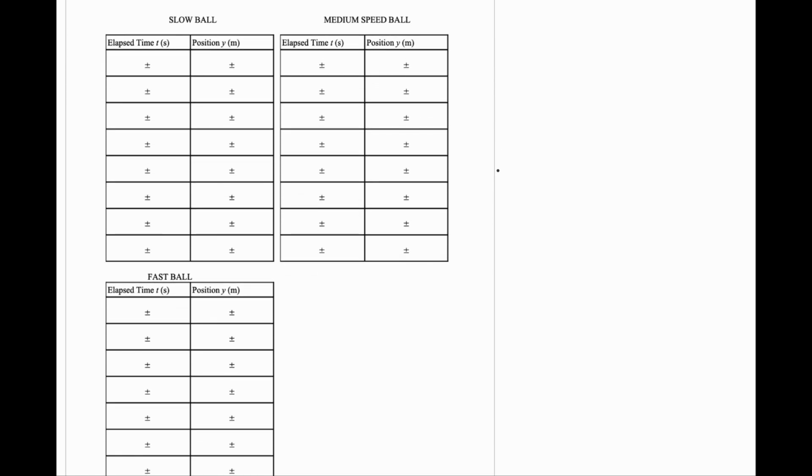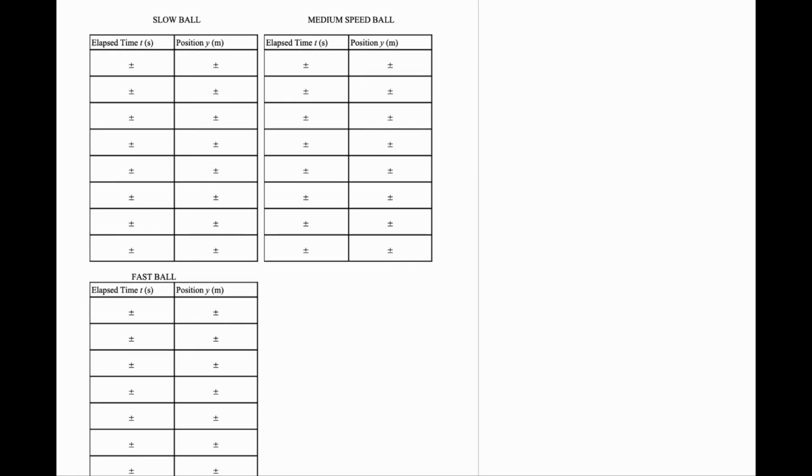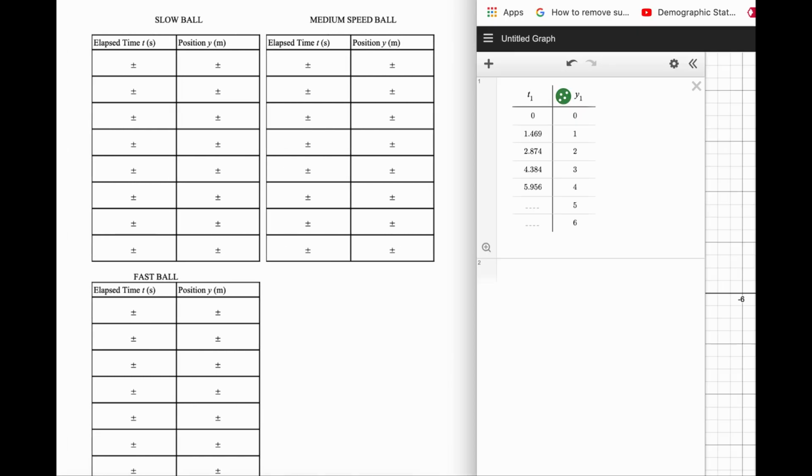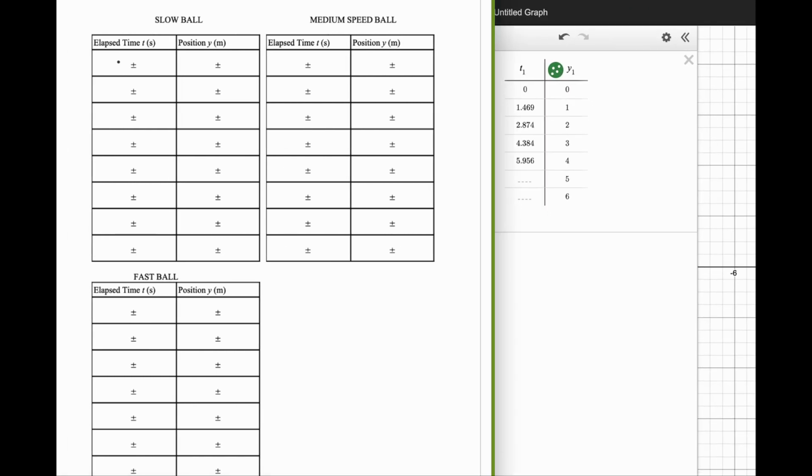Here's the data table to just put your results in. Estimate that uncertainty as best you can. I could put 0 and 0 there. My numbers were 1.469 here, 2.874, 4.384, and 5.956.